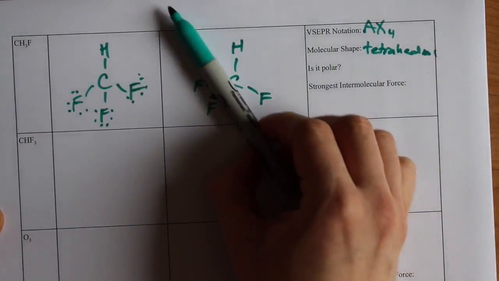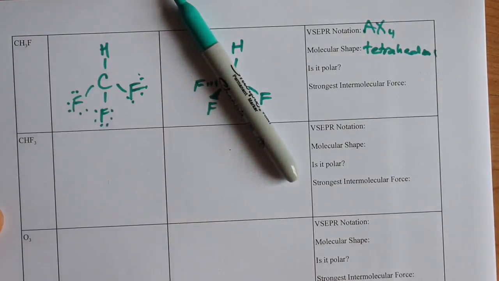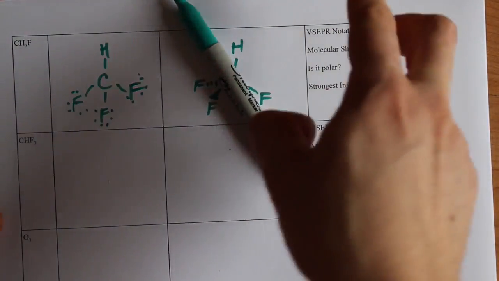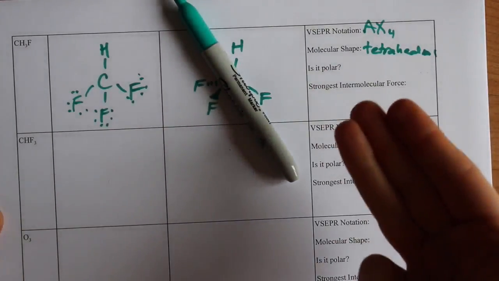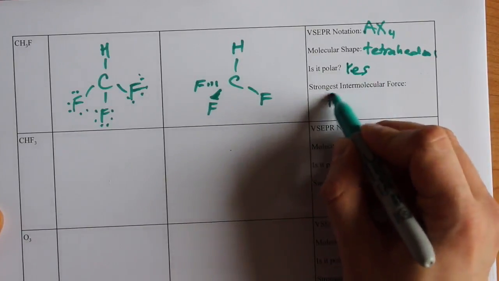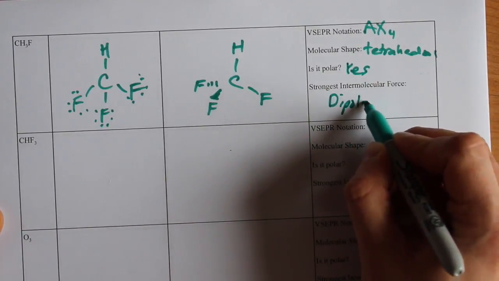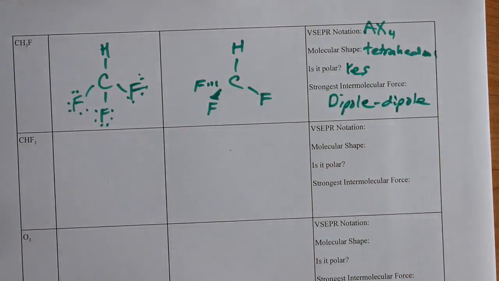Now again, if I slice it along this plane, I've got two fluorines pulling down to the left and only one fluorine pulling up and to the right. Those do not cancel because it's not the same thing on both sides. So, is it polar? Yes. And what's the strongest intermolecular force? Again, because we're dealing with polar molecules, it is dipole-dipole.